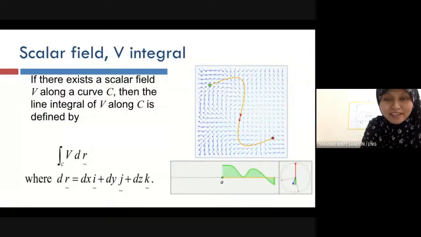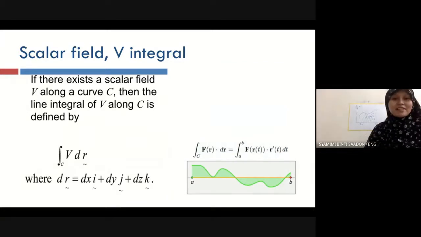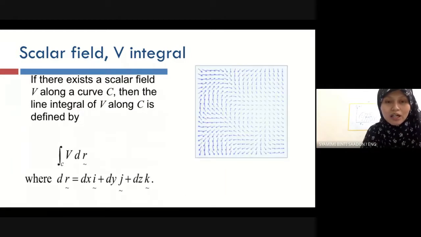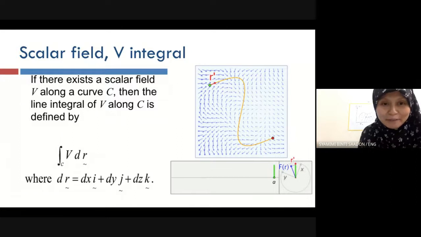Okay, next is the scalar field V integral. If there exists a scalar field V along a curve C, then the line integral of V along C is defined this way. Here dr is a vector.